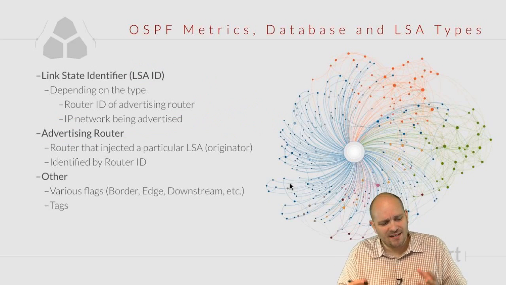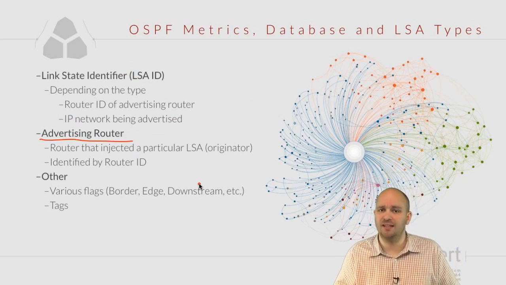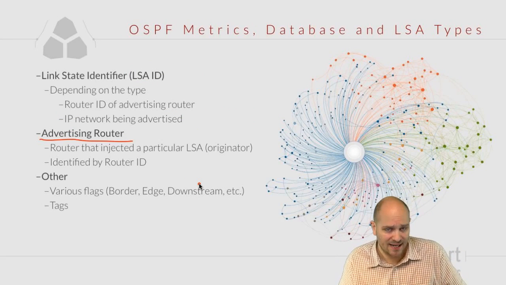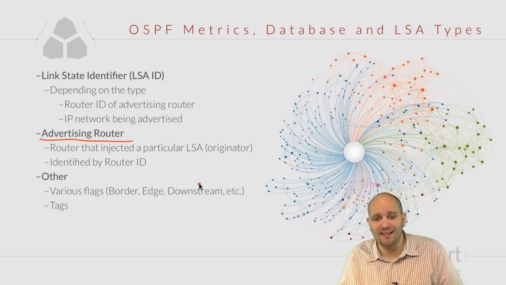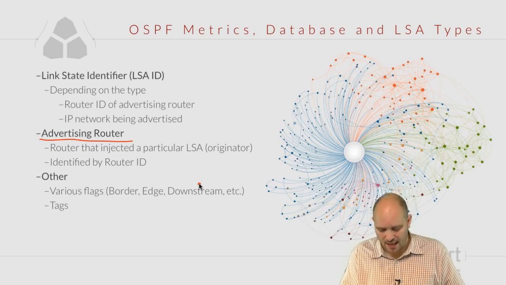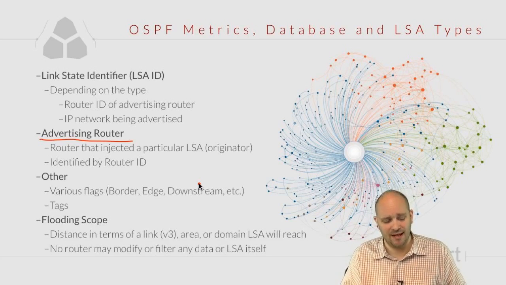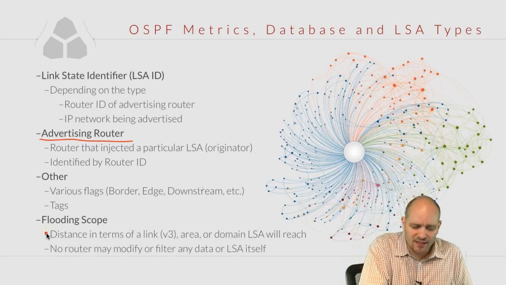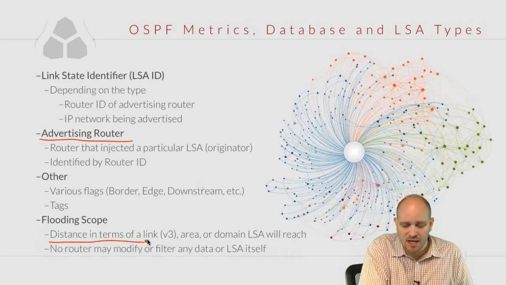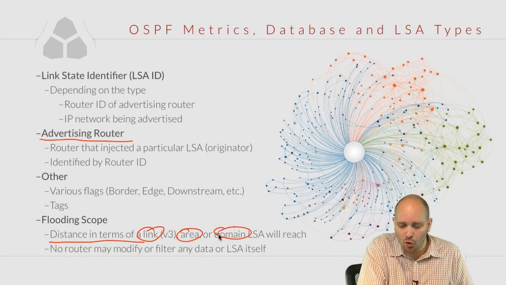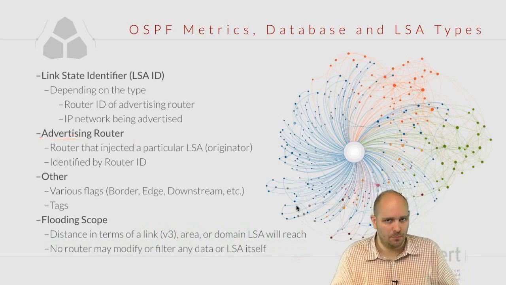So what is the advertising router? The advertising router is the router that injected a particular LSA. This information is going to be kept throughout the flooding scope of the LSA. And flooding scope is a very, very important concept in LSAs. Flooding scope is, I'm going to read what it says here, the distance in terms of a link, area, or domain that the LSA will reach.